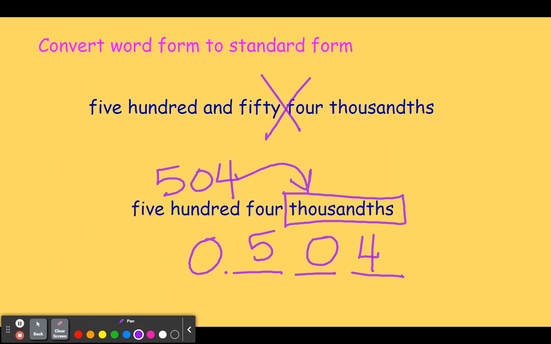So again, if you see the word and, that tells you you're going to have a whole number, and whatever comes before the word and is your whole number. If you don't see the word and, there's no whole number. You put a 0 in front of the decimal. So this is turning word form into standard form.